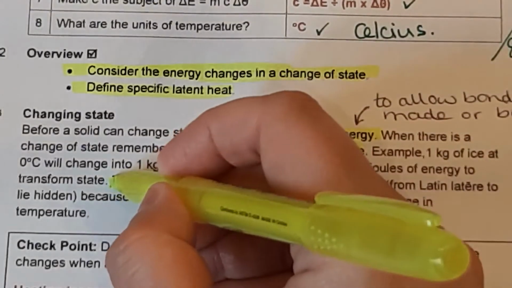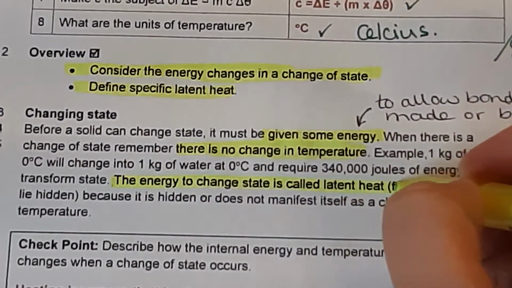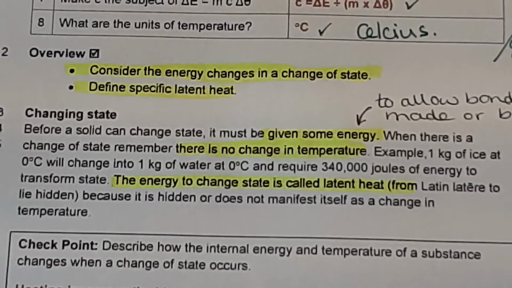The energy change to transform state is called latent heat. Okay, and that's from the Latin latere, to lie hidden. And that's because it's hidden or does not manifest itself as a change in temperature. It's internal things that are happening inside, between the atoms, that are making the difference here, which is the bonds between the atoms being broken or made.